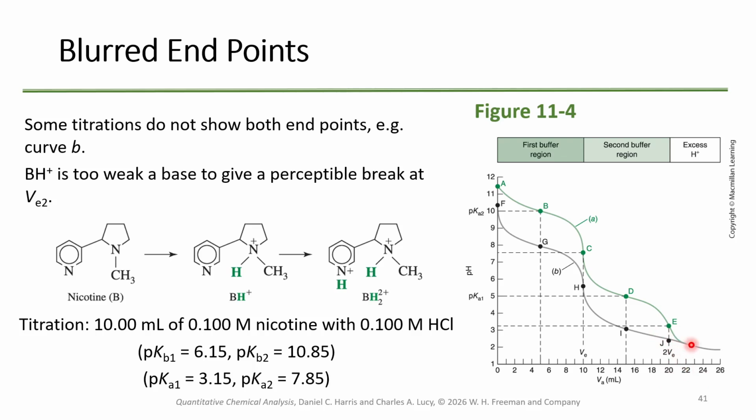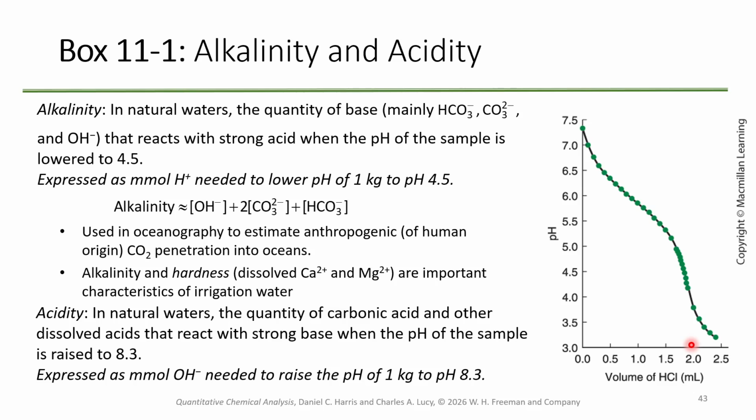Yeah. Okay. So let's talk about a pH electrode. Now, in alkalinity, you have a quantity of base. It's going to be mostly carbonates and a little bit of hydroxide. It's going to react with strong acids to a pH a little lower than 4.5.